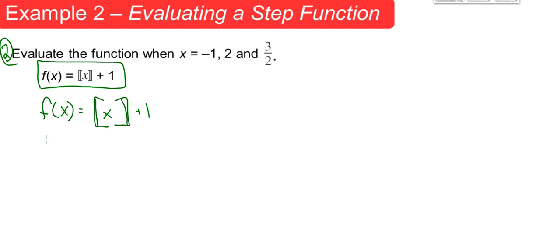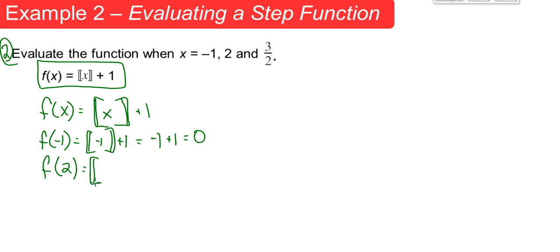so f of -1 is the greatest integer of -1 plus 1. And so the greatest integer of -1 is -1 plus 1. So that's 0. And then f of 2 is the next one. So we want the greatest integer of 2, and then we're adding 1. So the greatest integer of 2 is 2, and then plus 1 is 3.